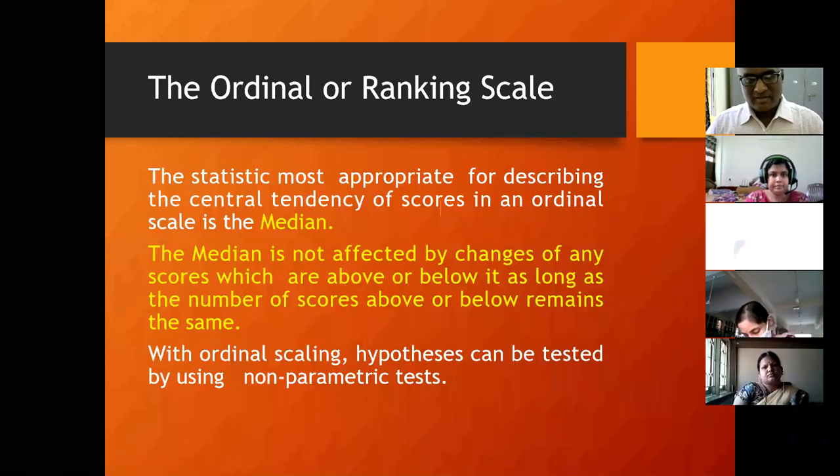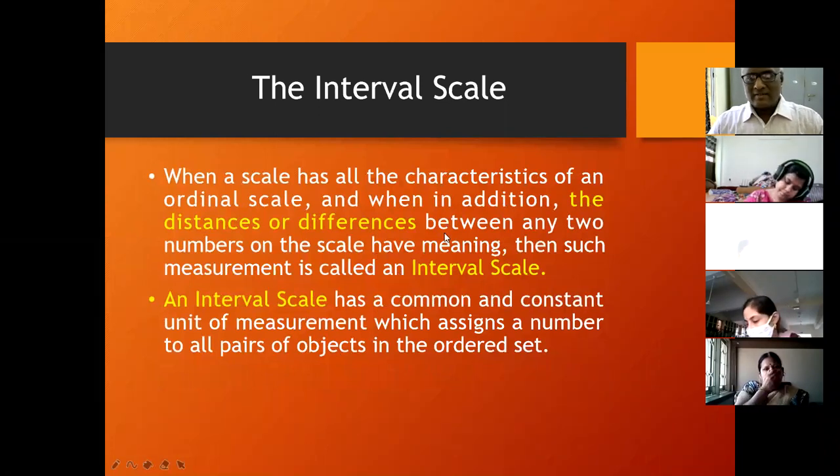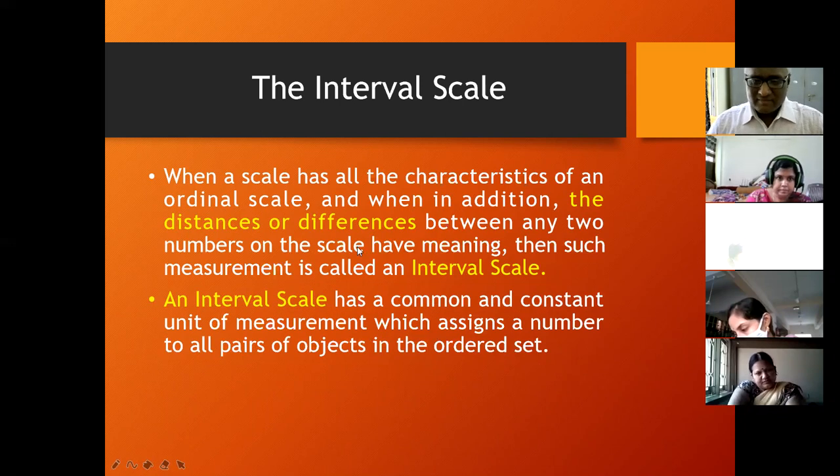It is not the arithmetic mean because the ordinal data we collect is on the basis of rank order. Now, a scale may have all characteristics of nominal scale and ordinal scale, but there is a difference between the two. Suppose high income, middle income, and low income. This is an ordinal scale. When the distances or differences between any two numbers on the scale have meaning, then such a measurement is called interval scale. If you say high income, low income and medium income, there is a difference, but the difference doesn't give you any meaning.